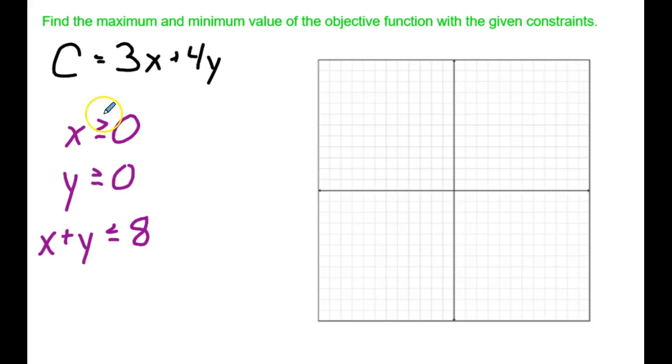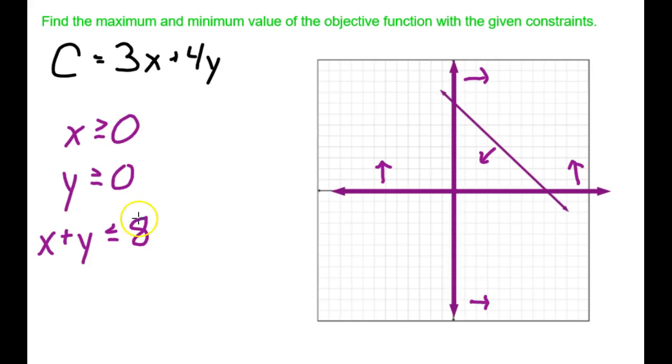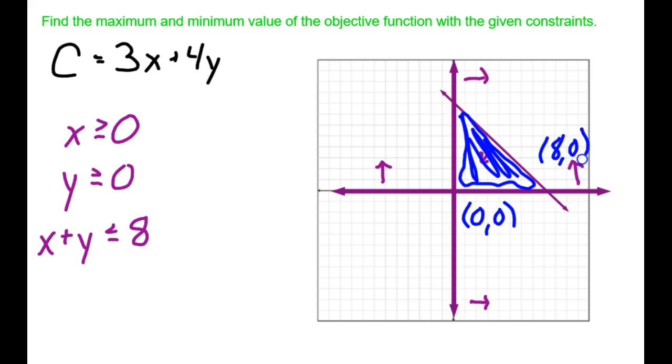So what we're going to do is first graph all of our constraints on the same coordinate plane. Once we have all these linear inequalities graphed, we're looking for the feasible region, where the shaded regions overlap, which in this case is contained in this right triangle. Okay, so we find our feasible region. Now we have to identify all the vertices and write those ordered pairs. So we have (0, 0). This one would be (8, 0). And we have (0, 8).